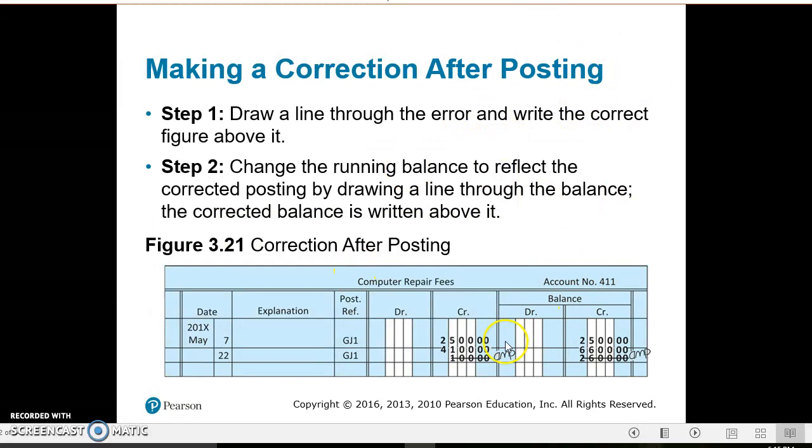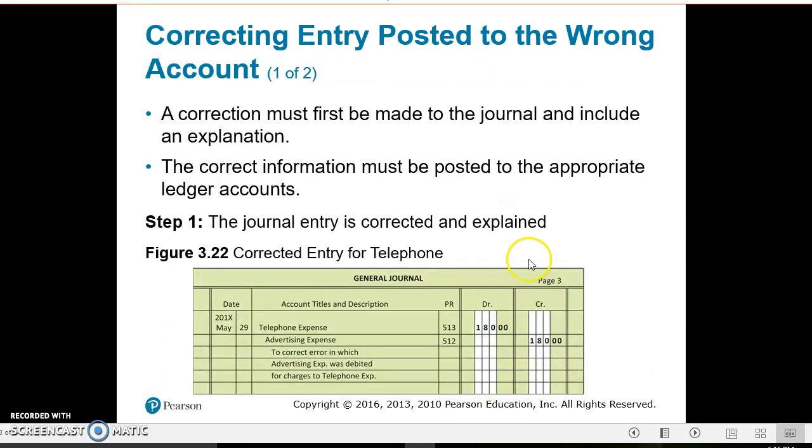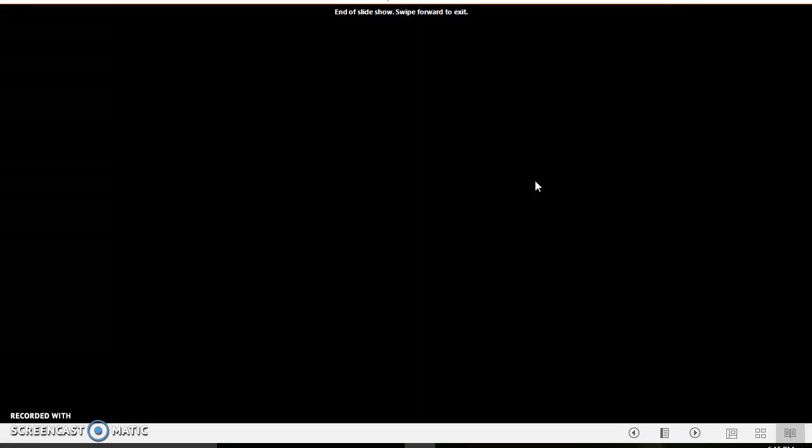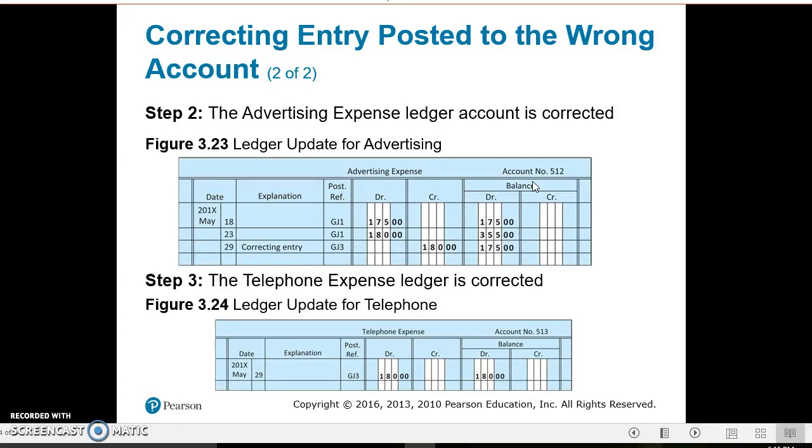If you've already posted, again, you'd have to go to your general ledger and make those changes. Make sure that you initial them. And putting something in a wrong account is kind of the same thing. You can just see how they did things there. So one of the most important things here is to take your time to add your numbers up twice. Make sure that you are putting the right numbers where they're supposed to go and take your time on that.